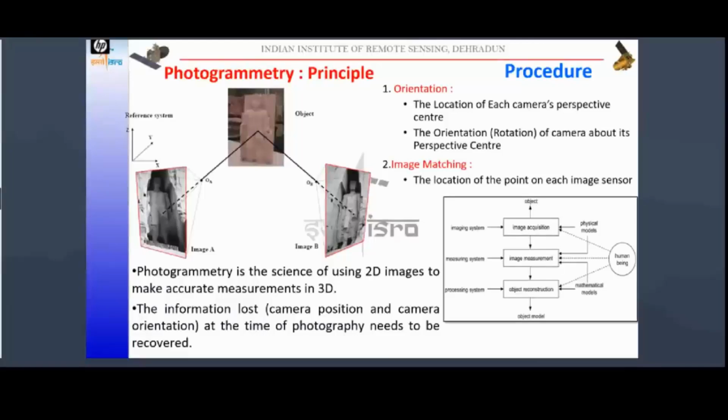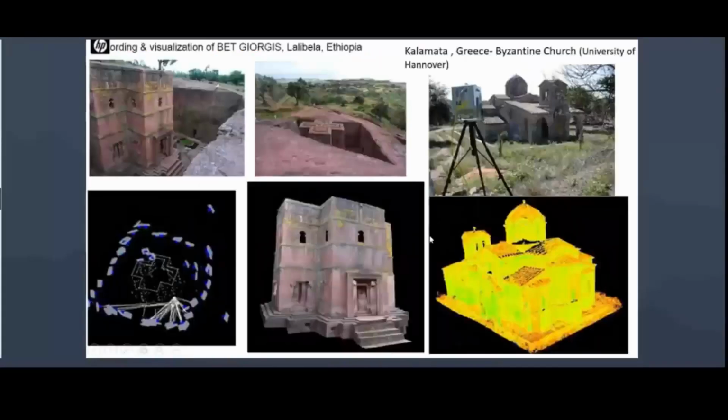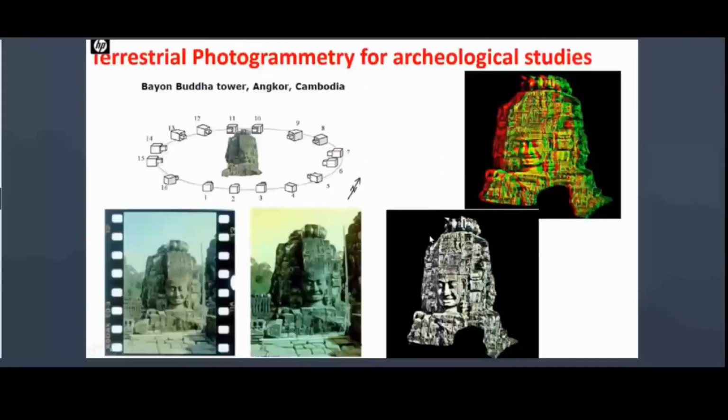Now I have shown you the photographs also. You can see this is the photograph of the Buddha Tower, and the 3D model has been generated. This is the 3D model for the Buddha Tower of Cambodia. You can display it in real color, giving the color from the photographs, or you can display it in the form of a color ramp also.